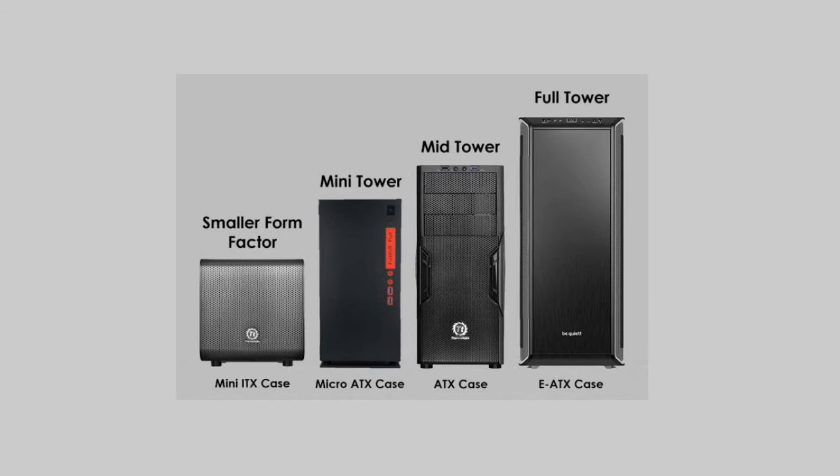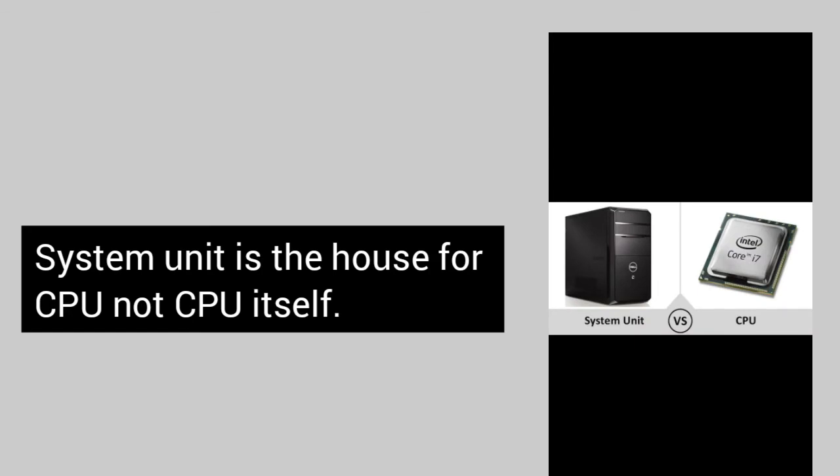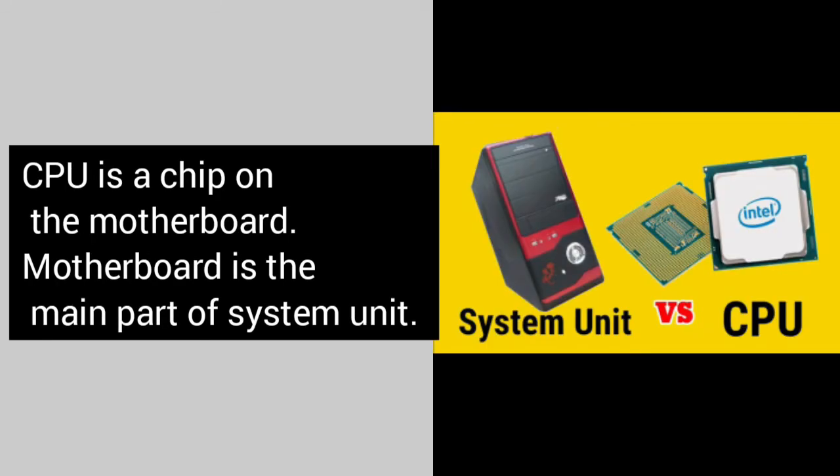Difference between CPU and system unit. The main difference is that a computer system unit is the case with motherboard and all the other parts, while CPU is a central processing unit, a chip on the motherboard that does all the processing.